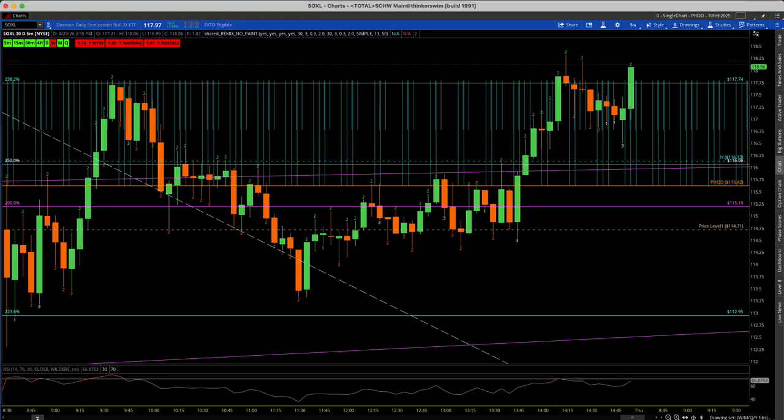So looking at the chart here, we always talk about a little bit of added risk when taking on the proven and repeatable strategy.